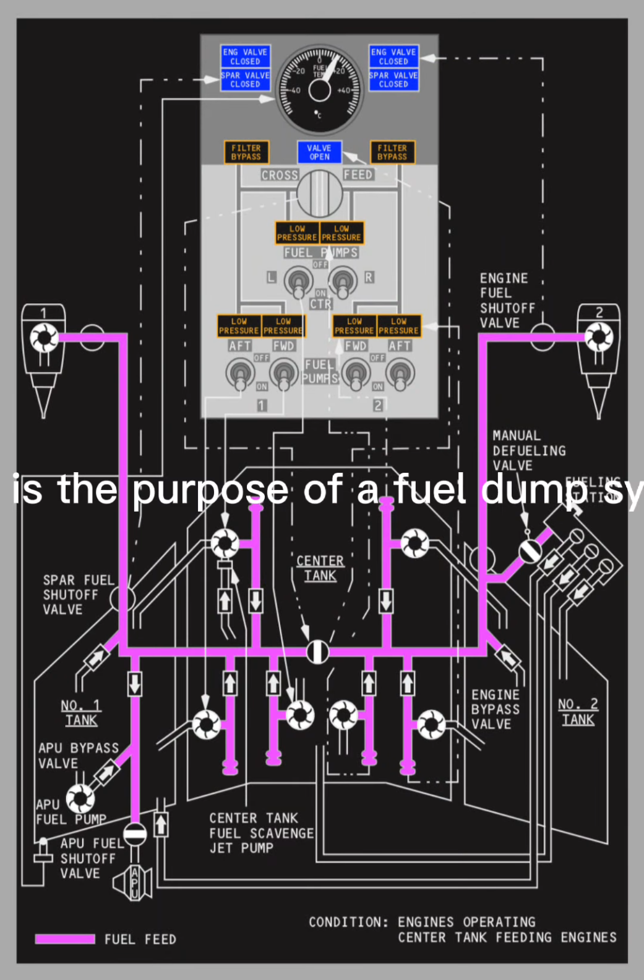What is the purpose of a fuel dump system? Quickly bring aircraft weight down to the maximum landing weight in an emergency. Other than reducing weight, what other functions can be accomplished with a fuel jettison system? Lateral stability.